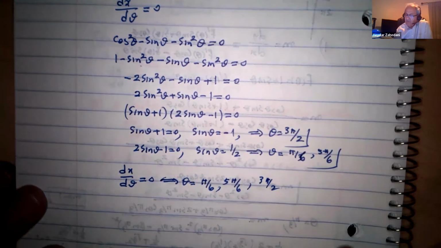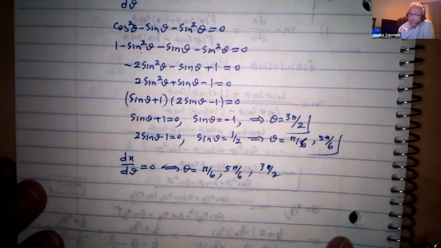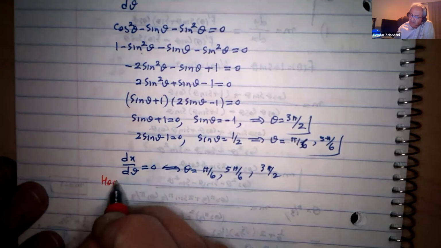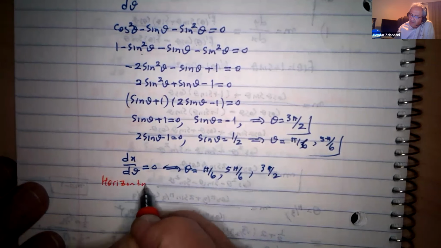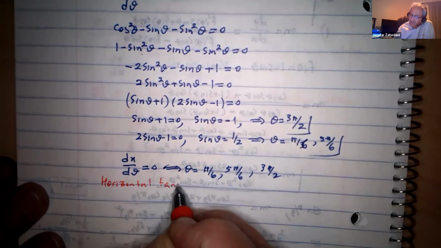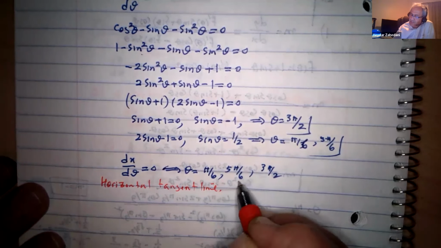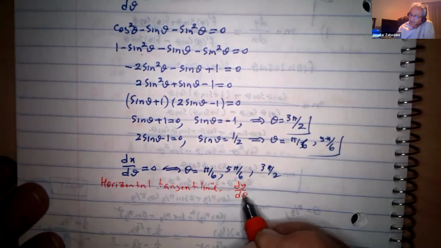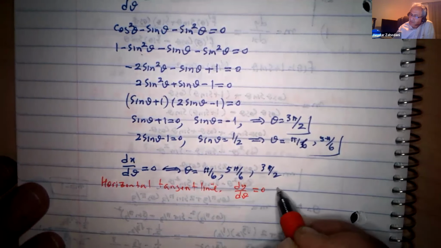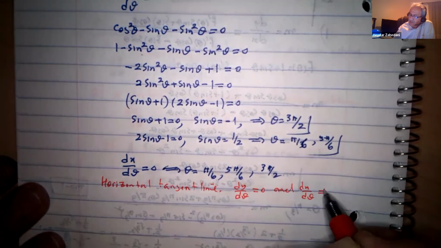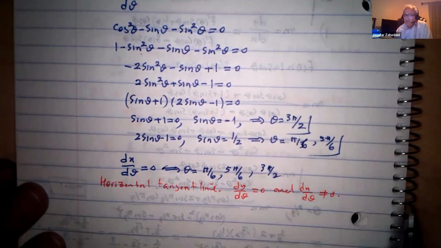So let's see what you want to do. For a horizontal tangent line, remember the condition is that dy/dθ is 0, but dx/dθ is not 0. So you cannot have a common solution.